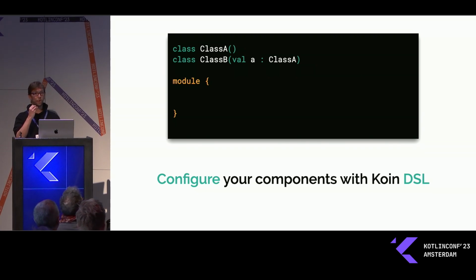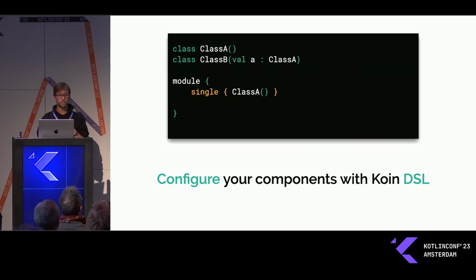The idea of Koin is that it uses the Kotlin language to provide a DSL. Then we open a module here, which is a section. It provides you a space to help you configure your application. And then we have another keyword, single here. Here we are describing a singleton in our application.